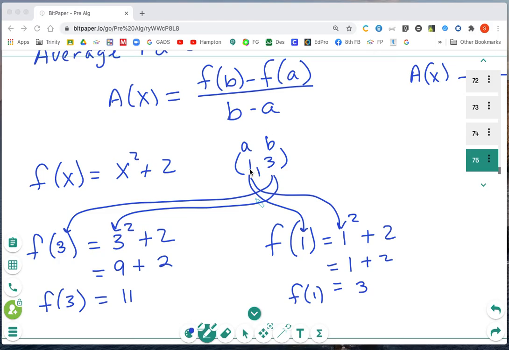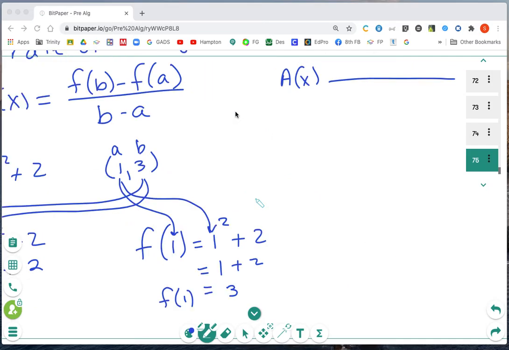Now we're going to take those values and plug them into our equation. The value for f of b was 11. The value for f of a is 3. The value that we put in for b was 3, and the value that we put in for a was 1. So now we have our four numbers, and we're going to simplify.